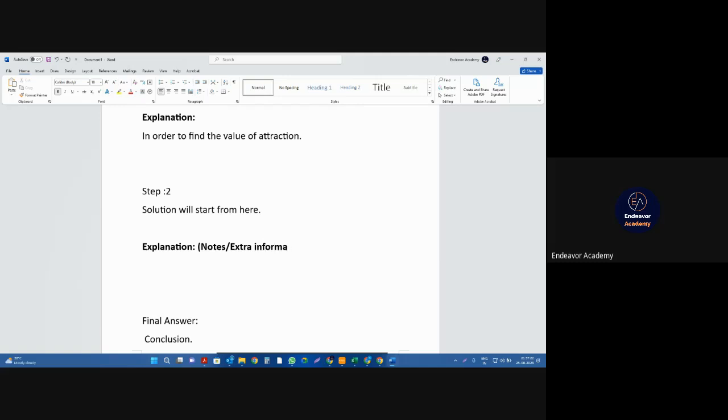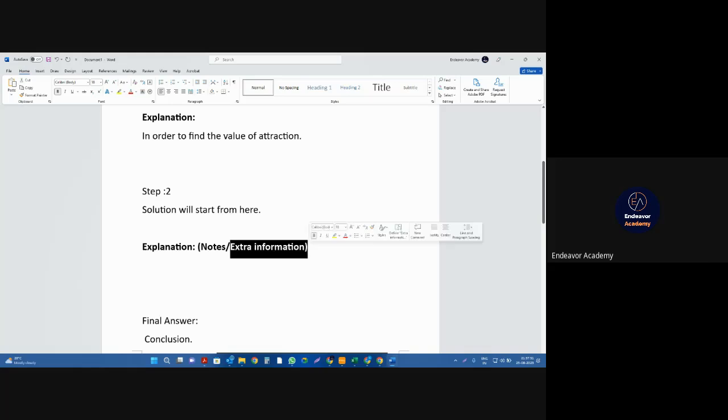Okay. Generally, whatever we are doing in step 2, we have to explain in the explanation section. So if I have found any values, or if I was using any formulas, then I can explain why I was using these formulas or these values. Or if I want to provide any extra information, I can also provide it in the explanation section.